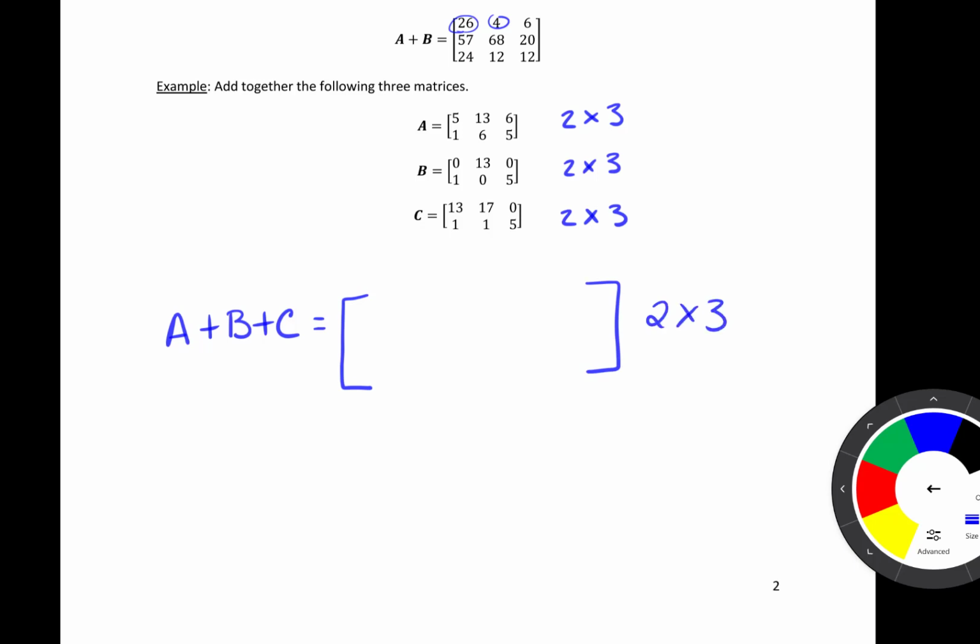And so I know the resulting matrix is going to be a 2 by 3. So now I'm going to go through and add all the elements. So starting here, we have 5 plus 0 plus 13 is 18. 1 plus 1 plus 1 is 3. And going through the rest, you should find the following.